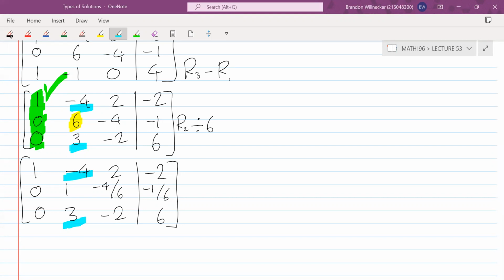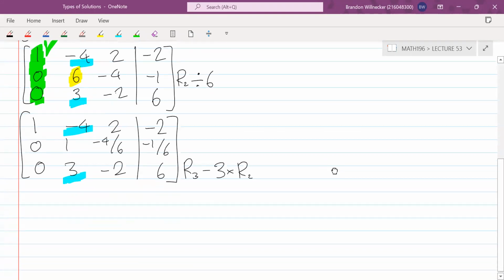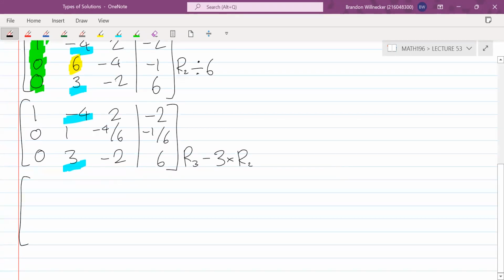So we can take row 3 minus 3 times row 2, because then the 3 and the 3 will cancel. Okay, so let's do that. The first 2 rows stay the same. We're not changing anything there. So we get 1, minus 4, 2, minus 2. 0, 1, minus 4 over 6, minus 1 over 6.